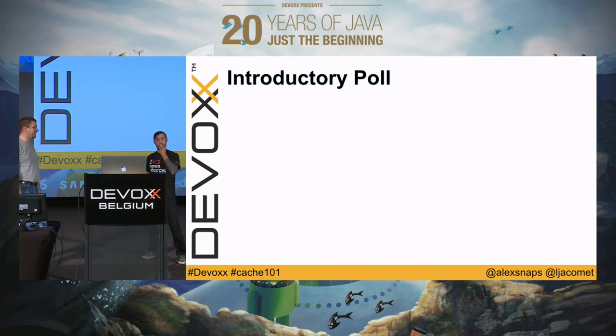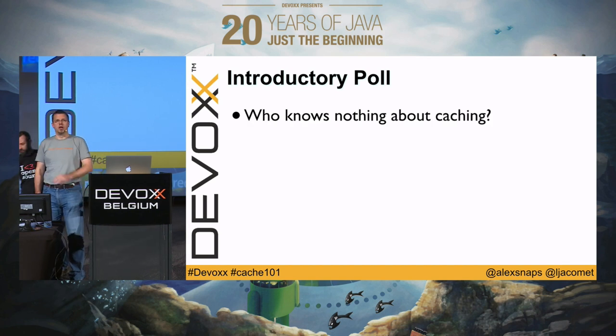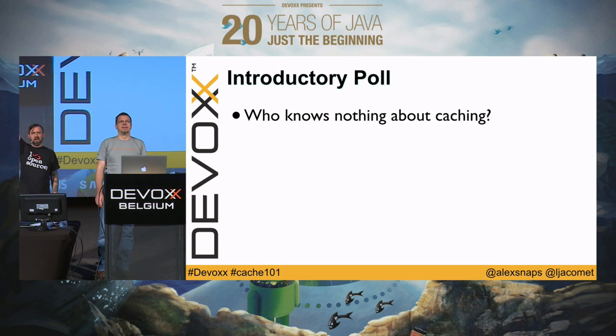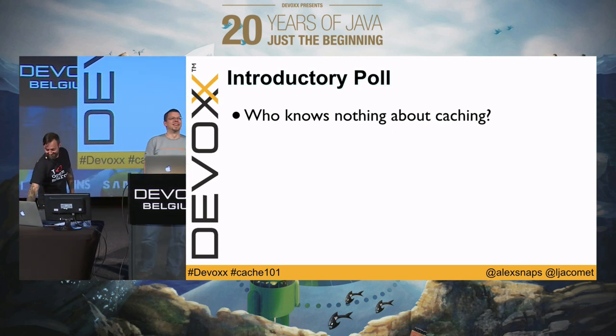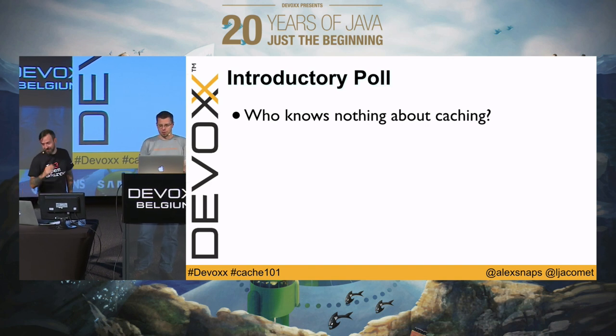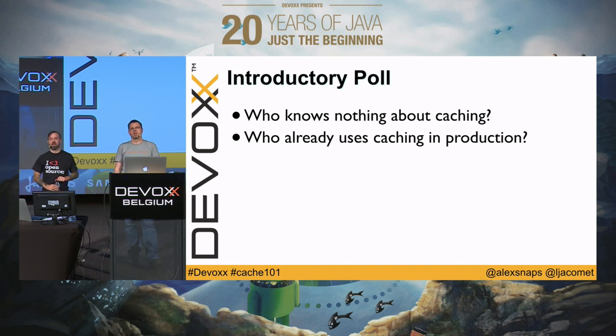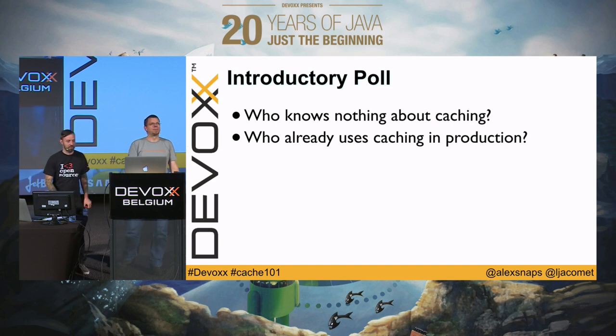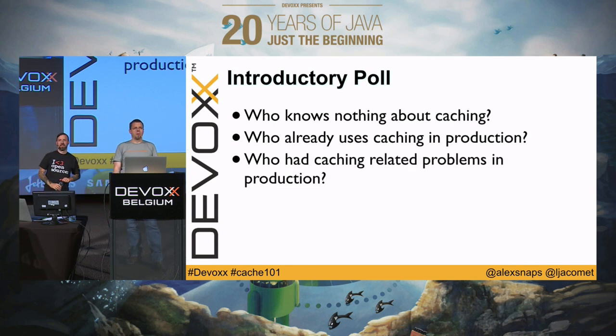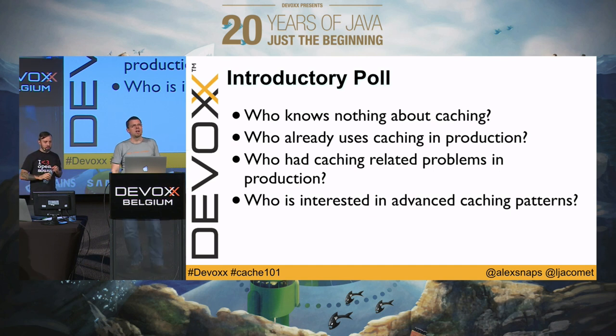But first, you tell us about yourself a little bit. So first of all, who knows nothing about caching? I know nothing, but you'll see. OK, so a few hands still. So that's good. You should learn something, for sure. Hopefully. Let's not get ahead of ourselves. Who already uses some kind of caching in production? Wow. You can leave. No, just kidding. Well, maybe not, actually. Who had caching-related problems in production? All right, so you can stay. Half of you implemented it correctly. I mean, it's good. And one last, who's interested in advanced caching patterns? Cool. So that's probably the good session, then. Great.